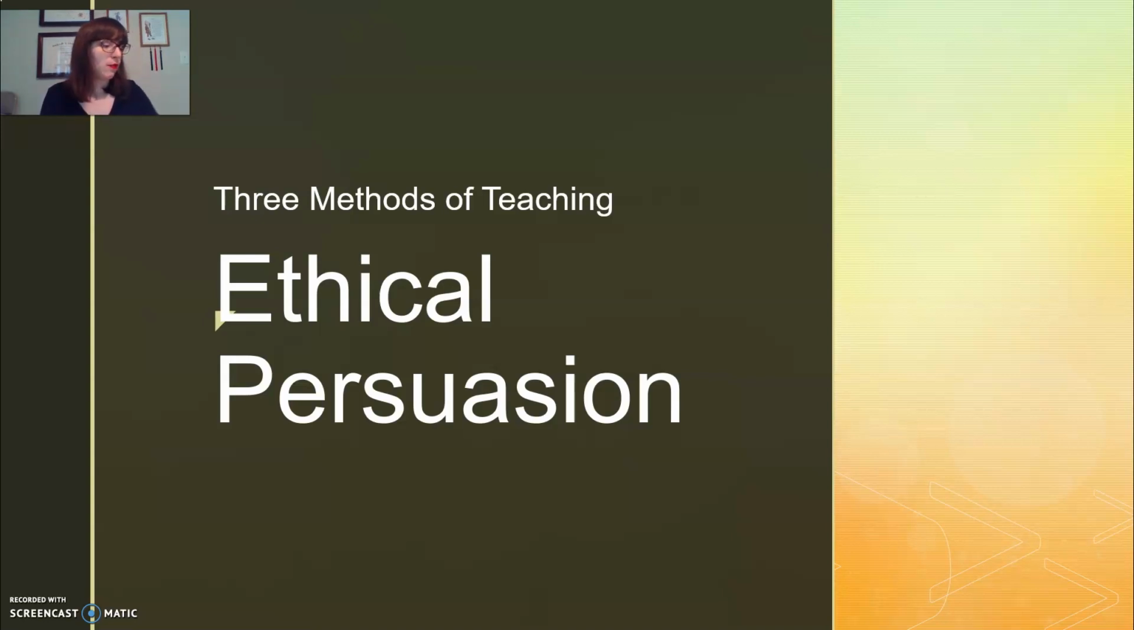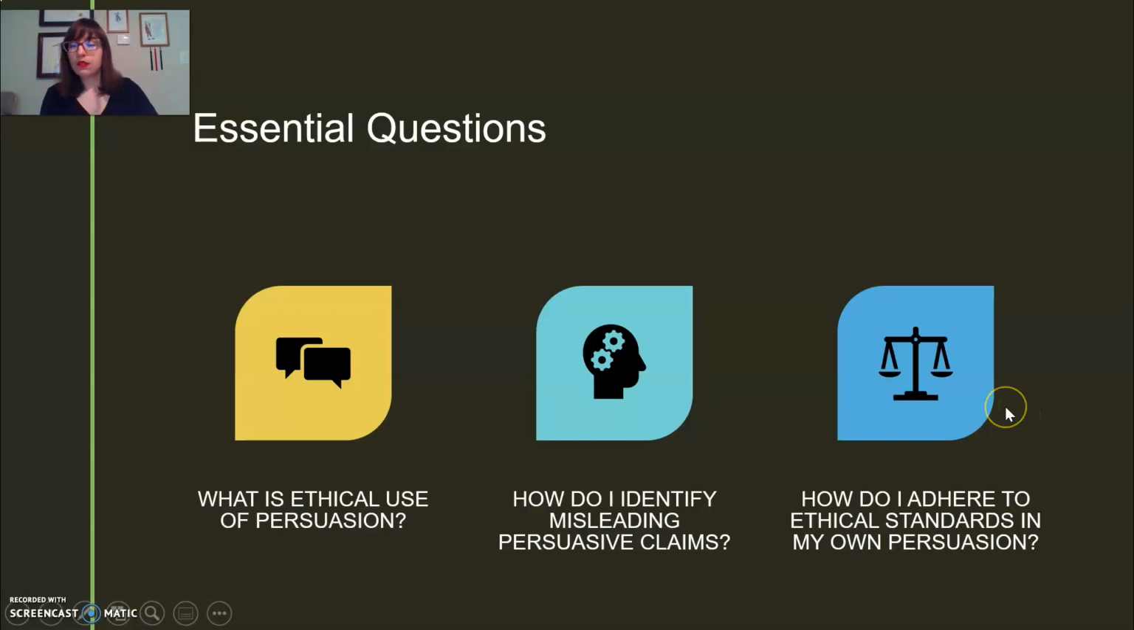And so I think that's a really important practice to learn in the world today. And so that's what my lessons are based around. So for each of my individual methods, I follow the same essential questions. And those are, what is ethical use of persuasion? How do I identify misleading persuasive claims? And how do I adhere to ethical standards in my own persuasion?